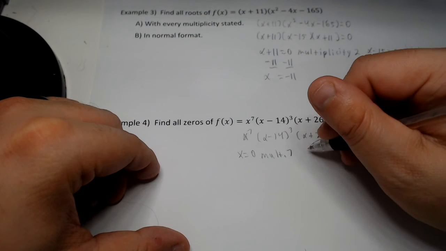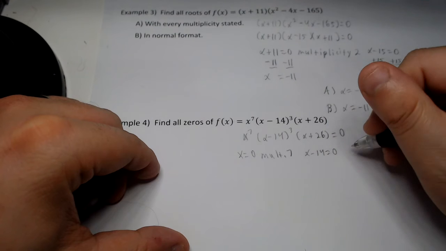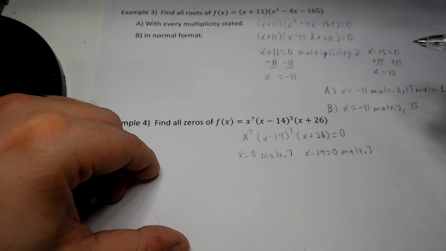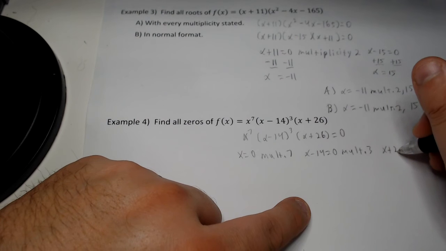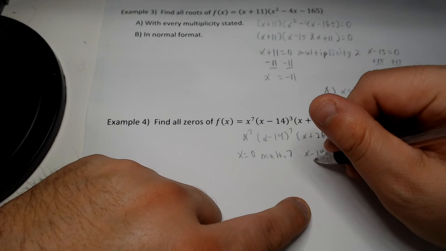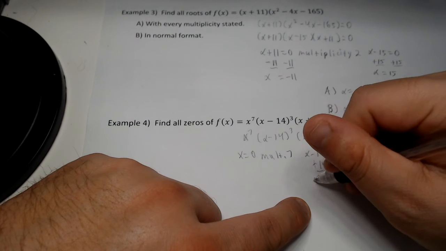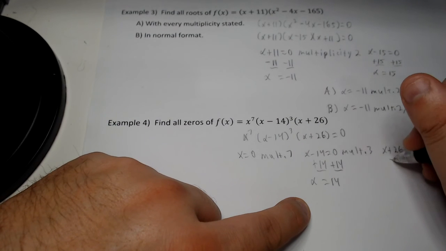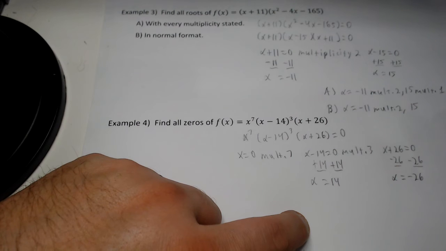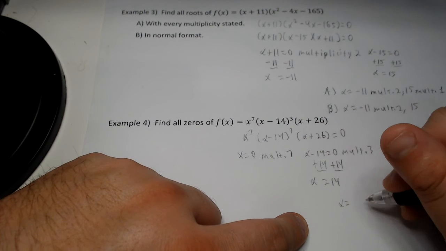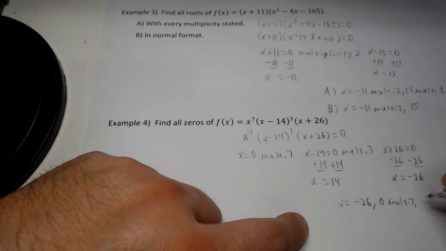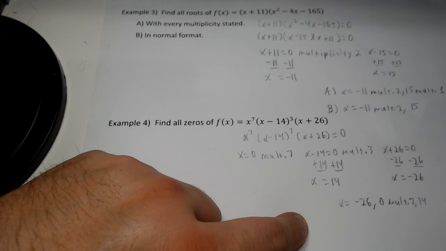Okay, next I have x minus 14 equals 0 multiplicity 3. From the x minus 14 equals 0, x minus 14 equals 0, and x minus 14 equals 0. And then I have x plus 26 equals 0. So that's done. I don't need to do anything with that one. I need to do something with this one. That's add the 14. So x equals 14. Next I need to subtract the 26. And x equals negative 26. So x equals negative 26, 0 multiplicity 7, and 14 multiplicity 3.